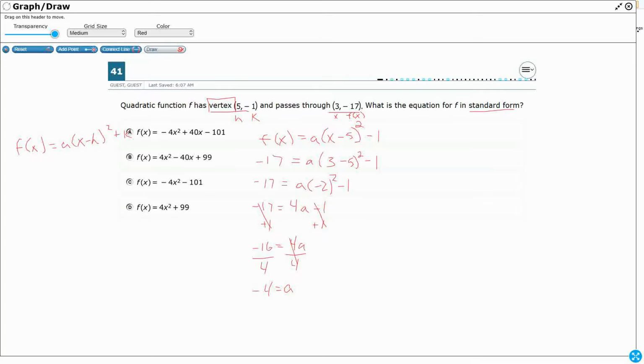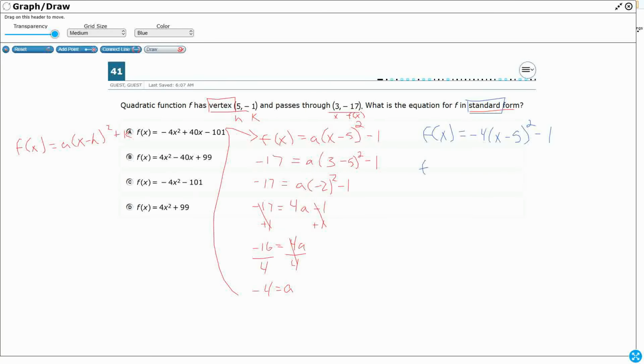So now let's plug this back into the vertex form we had right here. I'm simply going to change out my a for my negative 4. So f of x equals, now it's negative 4, and then that's going to be x minus 5 because we know our vertex is at that 5 comma 1. Okay, so I don't have anything that looks like that. So let me go ahead and factor this out. If I can factor this out, this will get it to us in slope-intercept form.